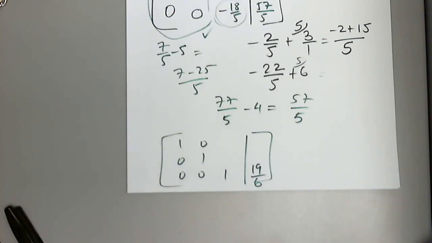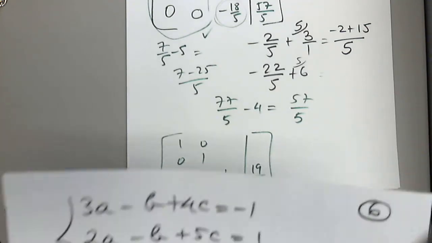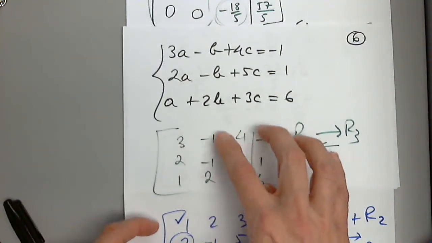First thing: did we copy the problem correctly? When I think that there is a potential error, I always go back and check whether I copied it correctly, because I copy incorrectly sometimes. So is it 3a minus b plus 4c equals negative 1? Yes. 2a minus b plus 5c equals 1? Yes. A plus 2b plus 3c equals 6? Yep. Okay.